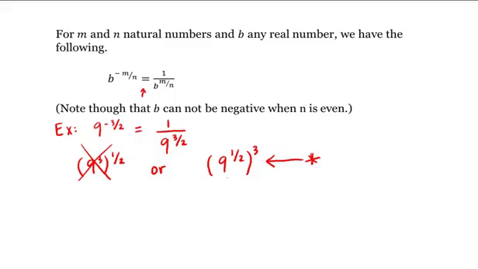All right, so what is 9 to the 1/2 power? That is equal to 3. And 3 cubed is equal to 27. All right, so this denominator here then is 27. Therefore, our answer is 1 divided by 27.